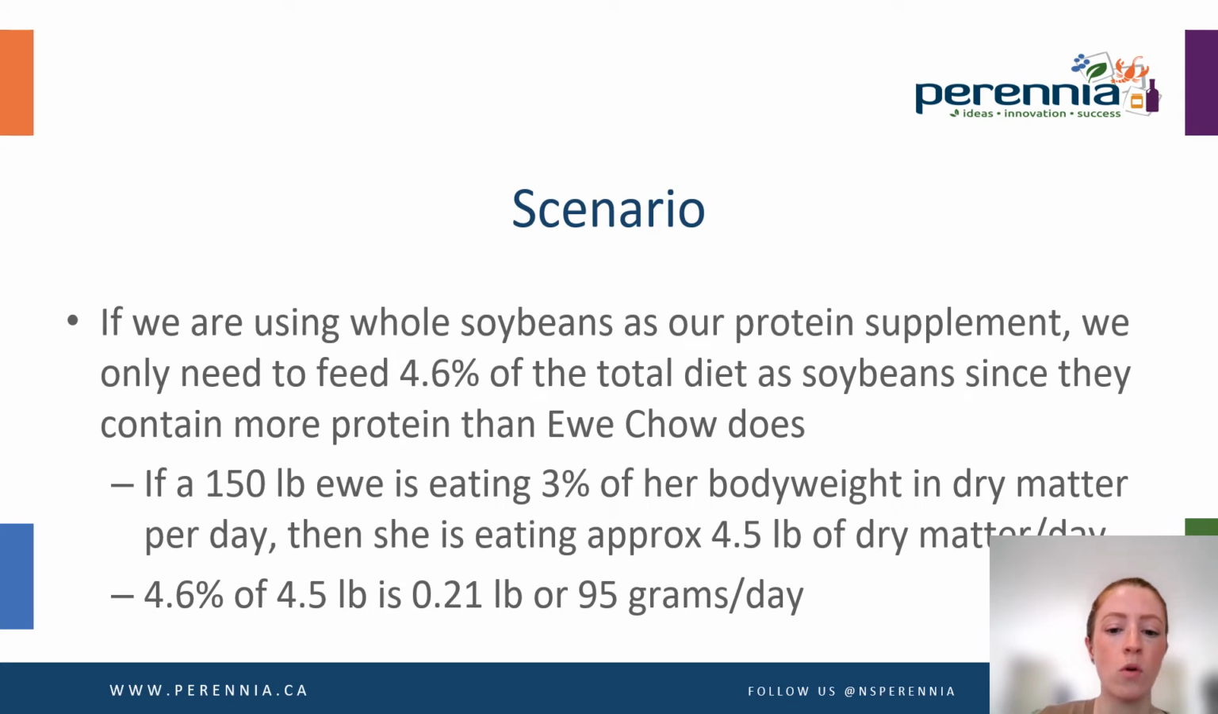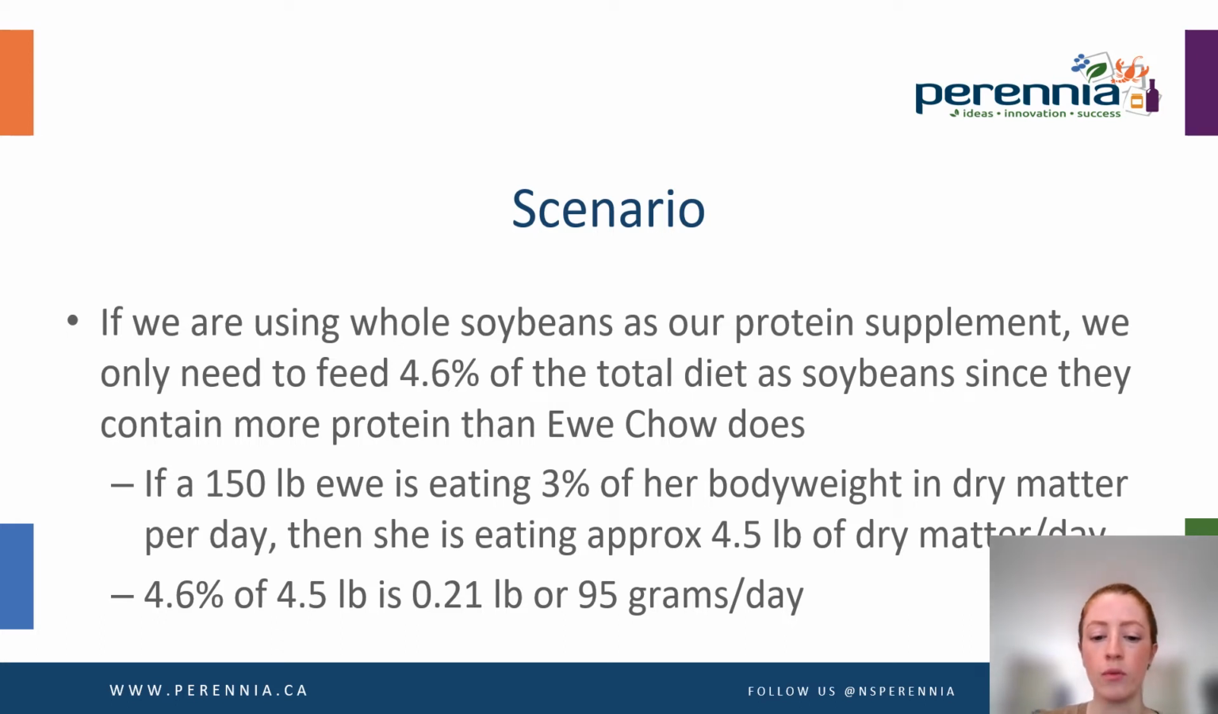So if I'm going to use whole soybeans as the protein supplement, I'm only going to need to feed 4.6% of the total diet as soybeans, just because they do contain that much more protein than ewe chow does. So if my ewe is 150 pounds, and she's going to be eating 3% of her body weight in dry matter per day, so that's the rough estimate, it's 2 to 3% of body weight, and since she's in a highly productive part of her stage of production, I'm going to say she's going to be eating 3%. So I'm going to expect her to eat 4.5 pounds of dry matter per day.